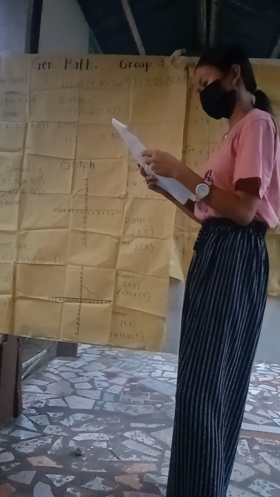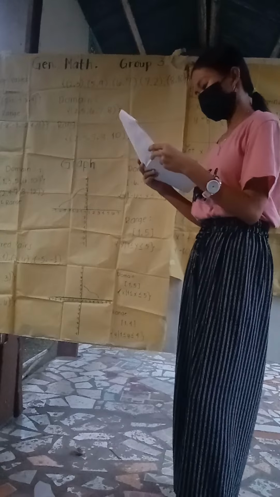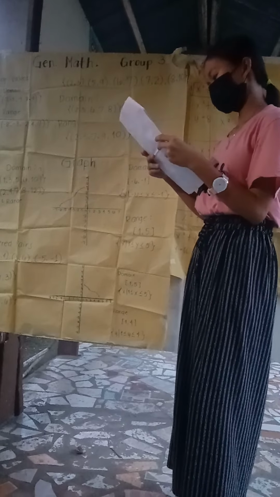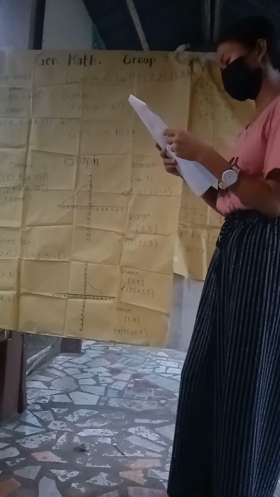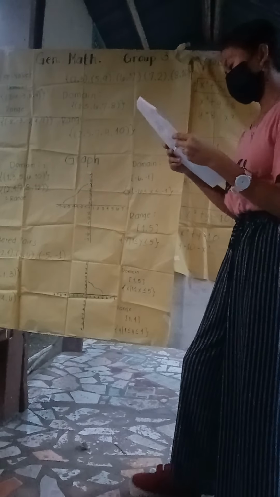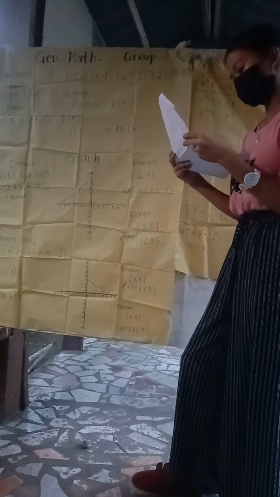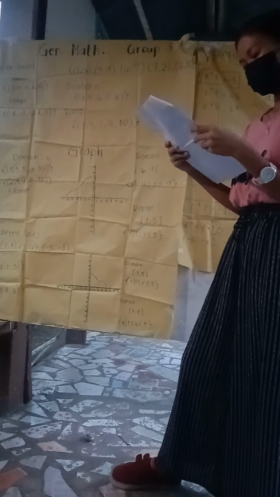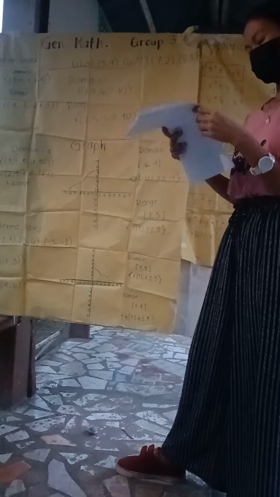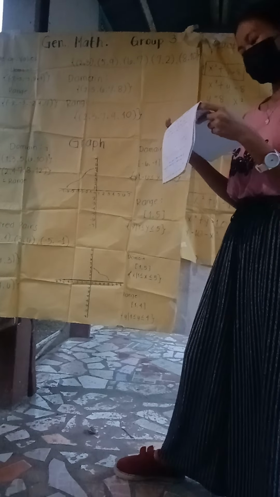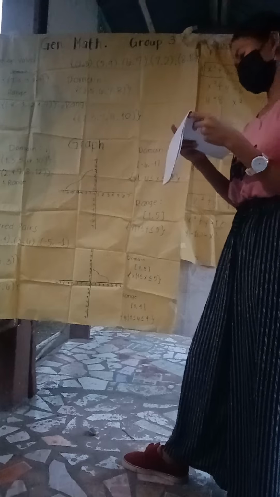The next example is a graph. In this example we are now using a graph. The question is, how do we find the domain and range? Okay, so first, the domain of the graph is on the horizontal line, which is the x value, while the range is on the vertical line, which is our y value. So now that we already know the x and y values, we know how to find our domain and range.